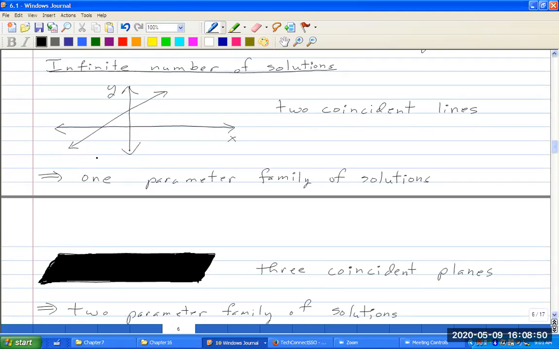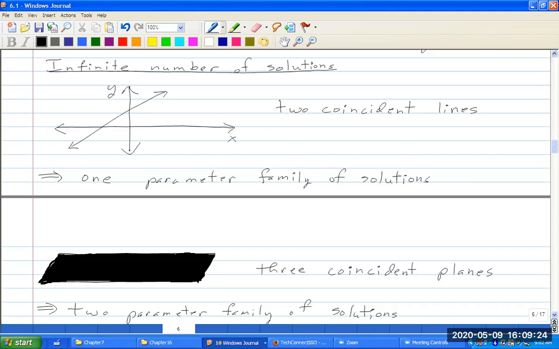The case of an infinite number of solutions. Suppose I have two equations, two unknowns. And suppose that I have one line and the next line is exactly the same. So this is the case of having two coincident lines. In this case, we say that the solution consists of a one-parameter family of solutions, because it's one dimensional.